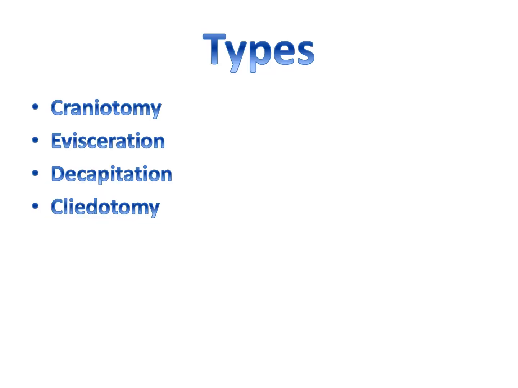Next, we are discussing the types of destructive operations. The first one is craniotomy, then evisceration, decapitation, and cleidotomy. Let us see these one by one.